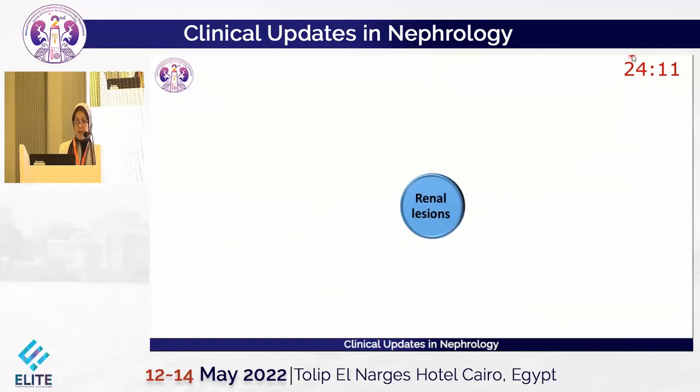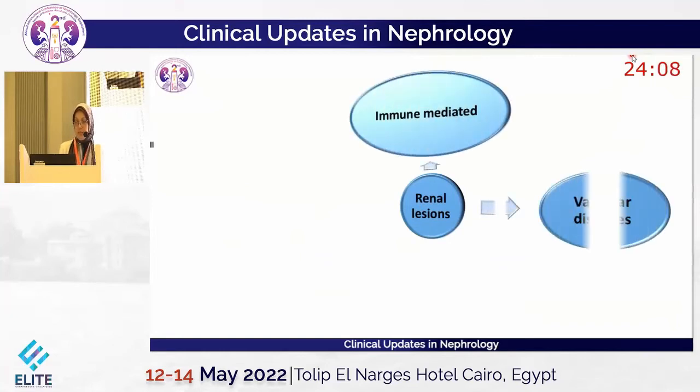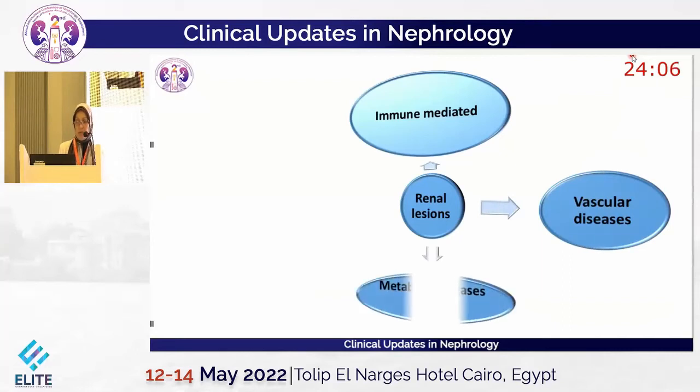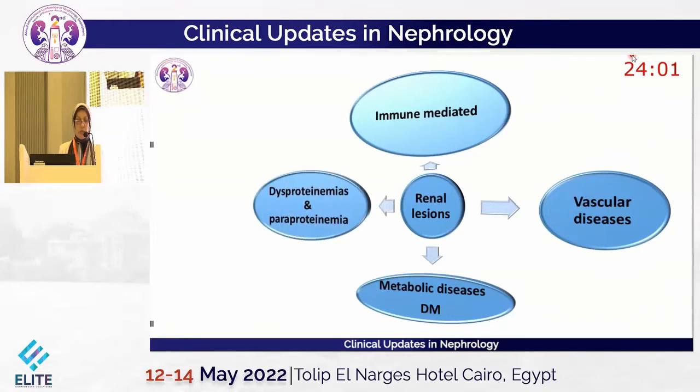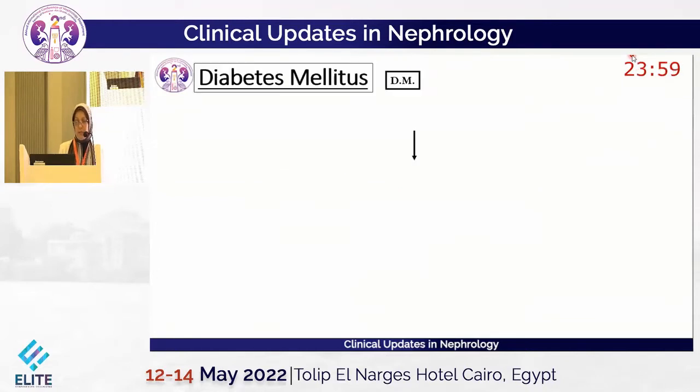We are going to cover renal lesions occurring in some systemic immune-mediated diseases, some vascular diseases, and some metabolic diseases. We are going to cover diabetes, and dysproteinemias and paraproteinemia.